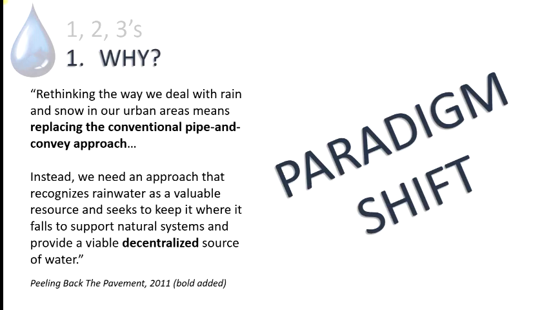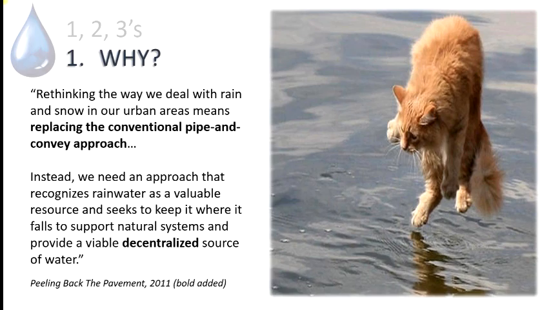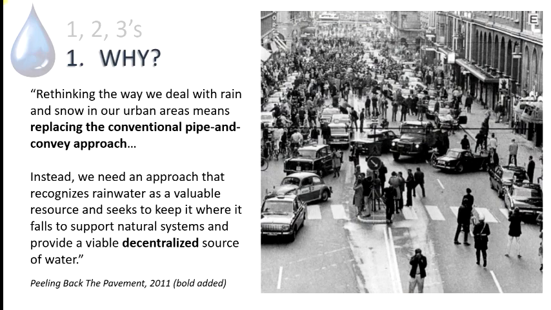The very first point is why. There is a lot of change going on, change that needs to go on. We're looking at going away from the pipe and convey approach of dealing with water, off the roof, through the downspouts, into the storm drain, and away it goes and it's gone. And going into a centralized source of water. This paradigm shift, a new way of thinking, is something people are somewhat hesitant to get into, but is required.